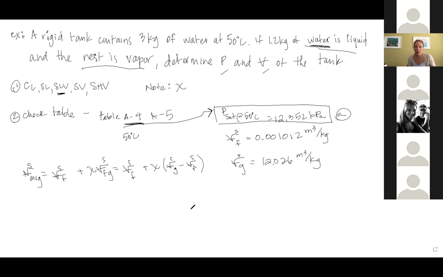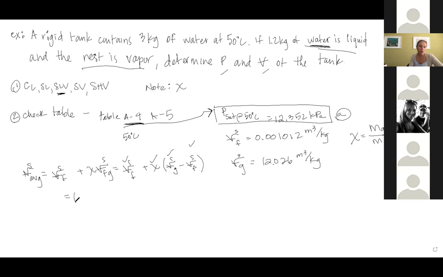And in order for us to do this problem, we should first look at what our quality is. So our quality is our mass of vapor over our total mass. Our mass of vapor is equal to 1.8 kilograms, and our total mass is 3 kilograms. So our quality is 0.6. So now we know quality. We were able to look up these values. We have everything we need. We can plug and chug.